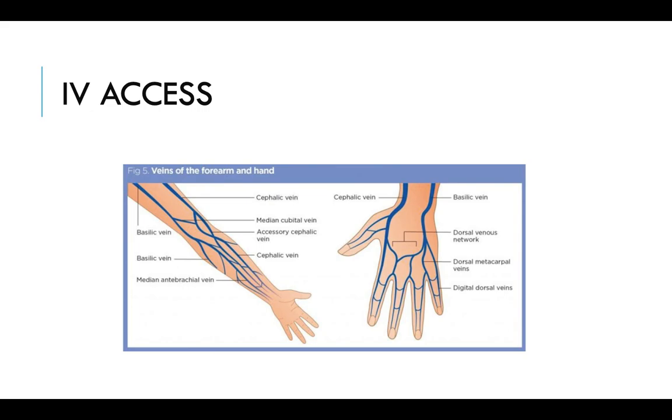I know personally, I really like, in the hand, the cephalic vein running near the thumb and the index finger. That's always a nice one. And then as well as right above the wrist in the cephalic vein again.